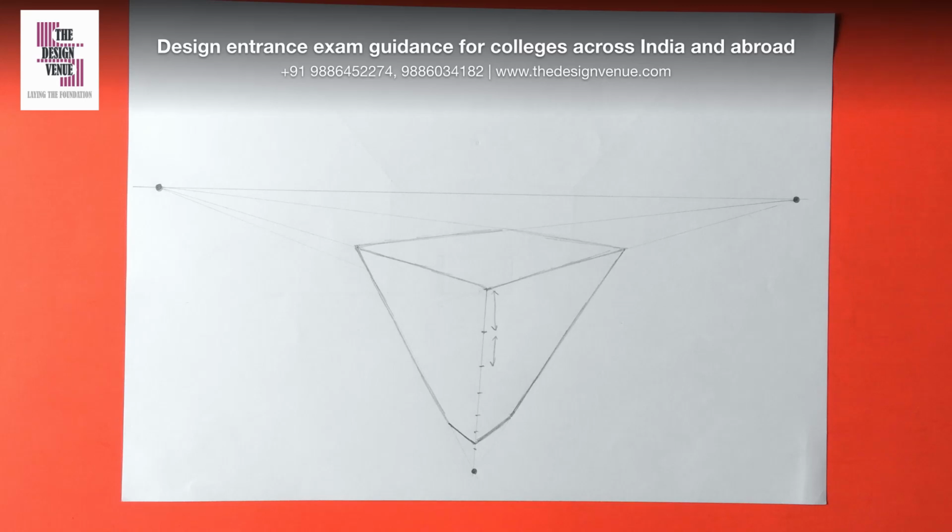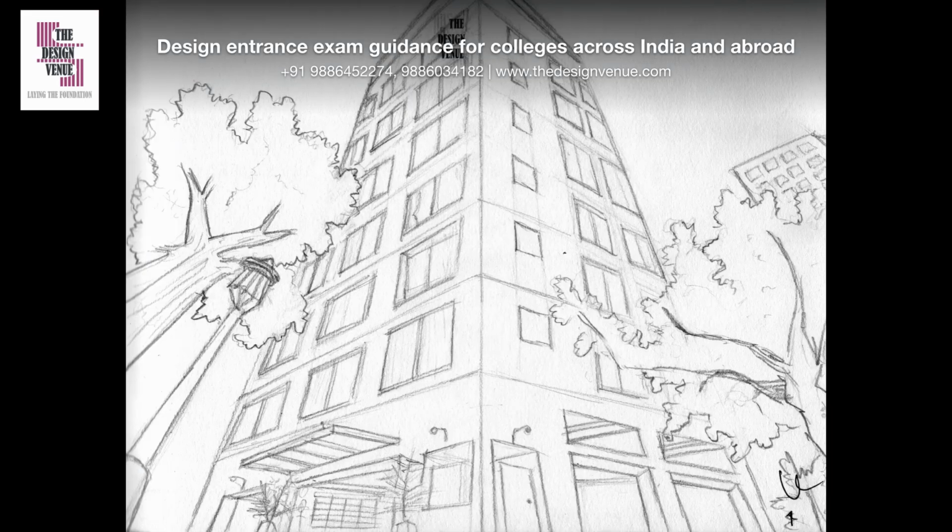So now let's have a look at some of the examples. In this drawing, the viewer is looking up at a building. You can see the use of landscape that we learnt in one of the previous videos. So adding these trees and street lamps adds much more interest to the composition.